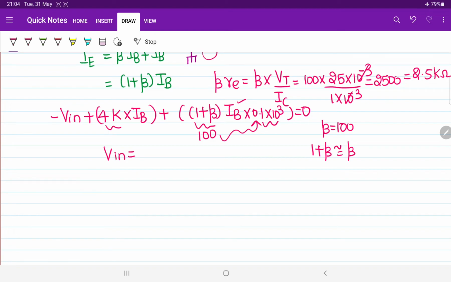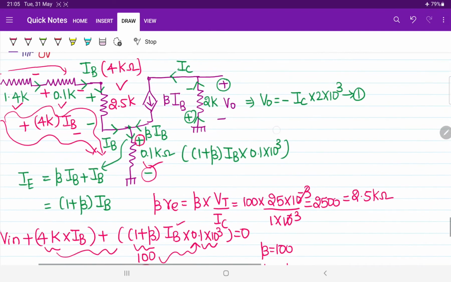Here we are having 4K into IB. So overall the value will become 14K into IB. And see there, here I am having a minus. When you are passing this whole 14K into IB to the right hand side, one more minus will come, and the minus will get cancelled. So totally it will become equation number 2.